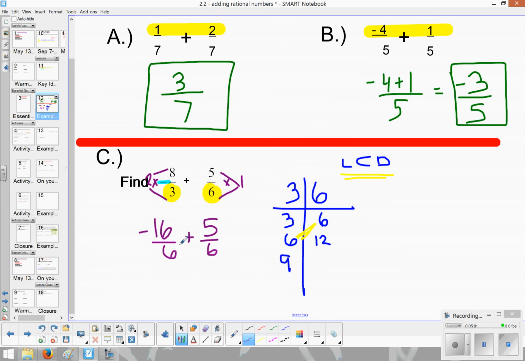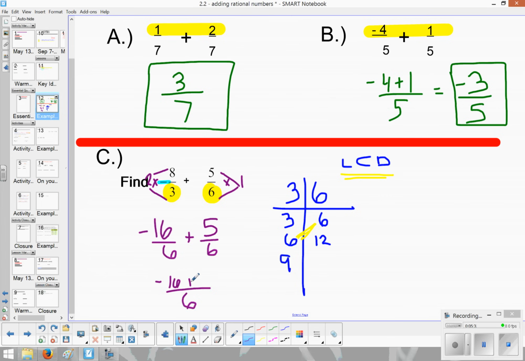So what we did is we chose our LCD to get the common denominator to be the same. Then we had to change the numerator to make sure that it's accurate now. Now we're ready to go ahead and complete this problem. Just like we did on top, we check to see if the denominators are the same. Now that they are, we can go ahead and use 6 as our denominator. And then now do negative 16 plus 5. So negative 16 plus 5.